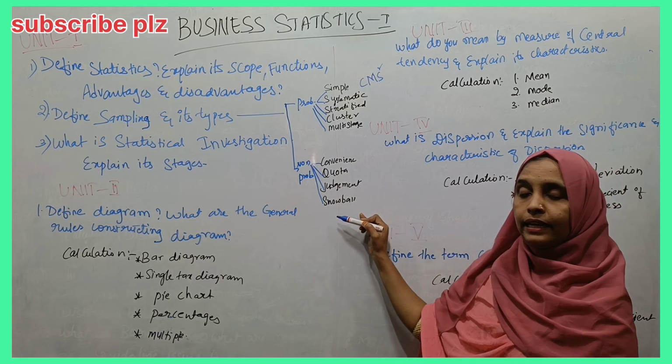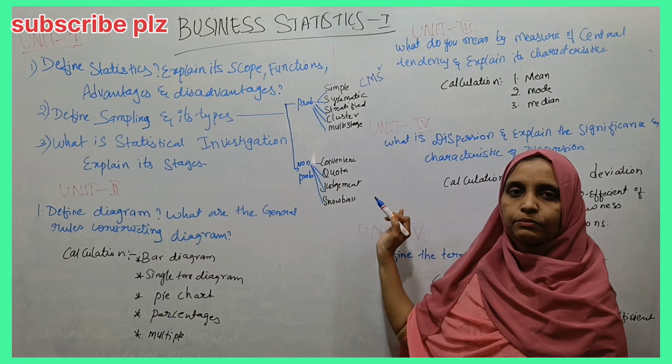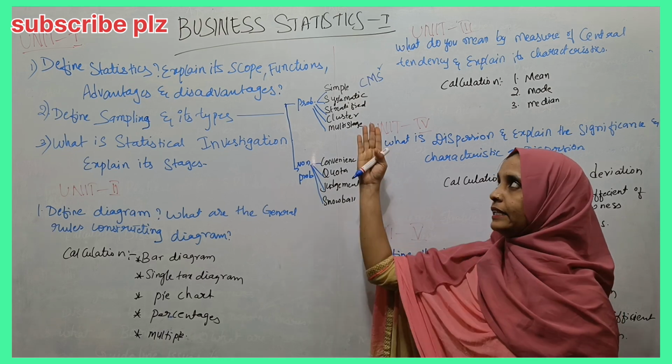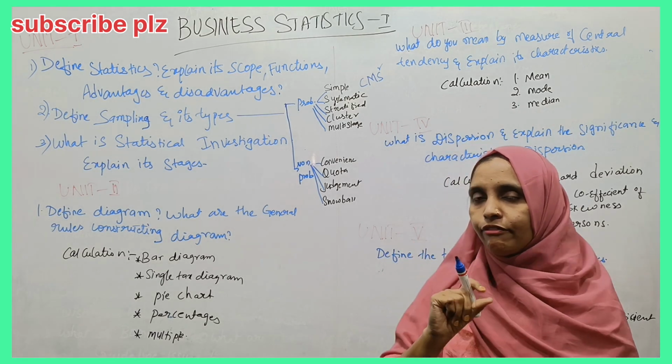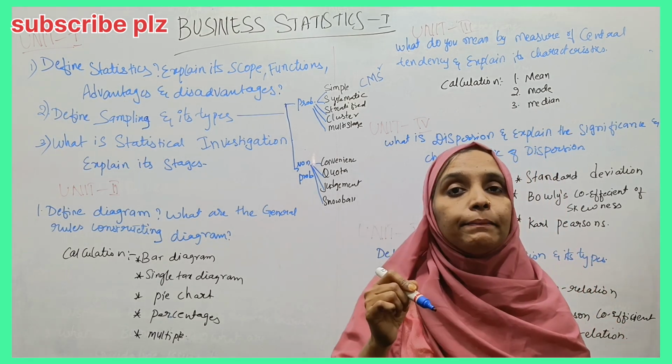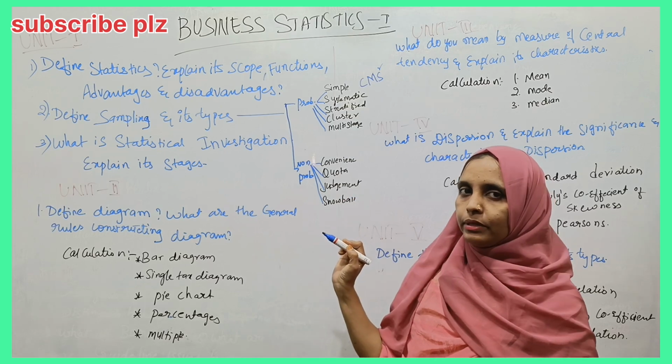and snowball sampling. So this is your homework: how to remember these four types of non-probability sampling, either with a mnemonic, or your friends' names, or you can frame a sentence. Just comment in the comment box how you framed this to remember non-probability sampling.